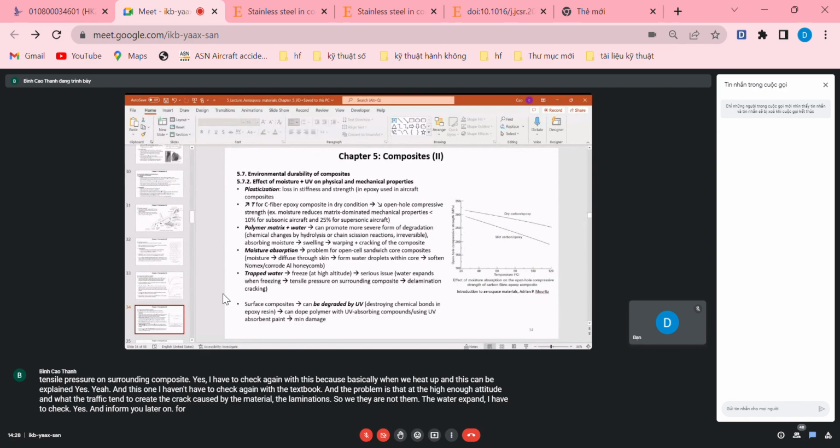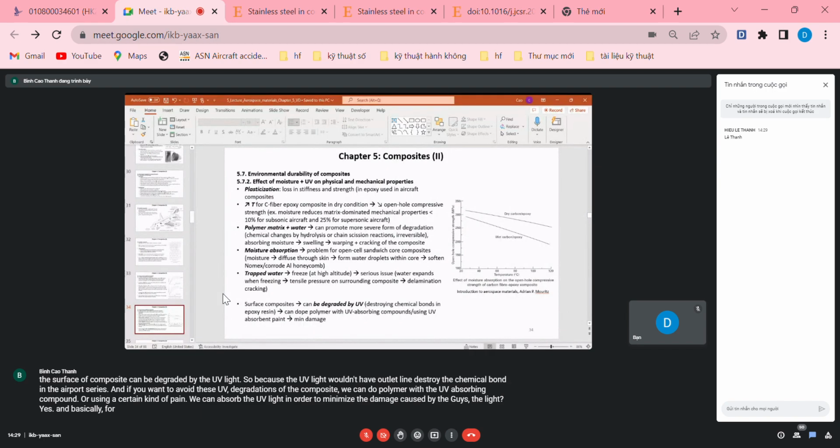The surface of composite can be degraded by UV light. Because UV light, ultraviolet light, destroys the chemical bonds in the epoxy resin, and if you want to avoid this UV degradation of the composite, we can dope the polymer with a UV absorbing compound, or use a certain kind of paint which can absorb the UV light in order to minimize the damage caused by the light.